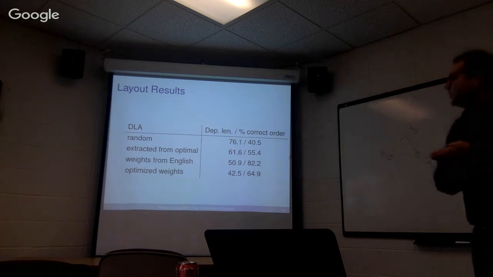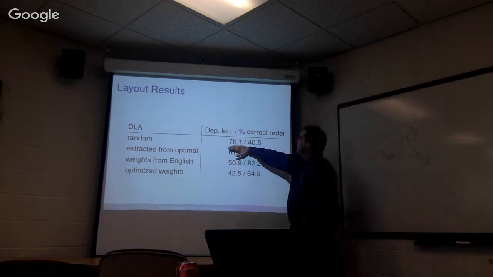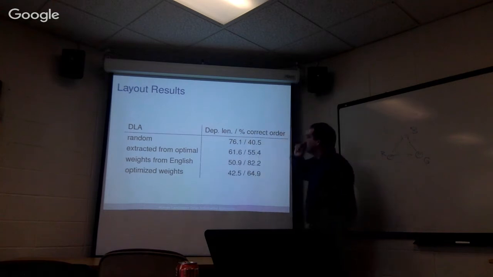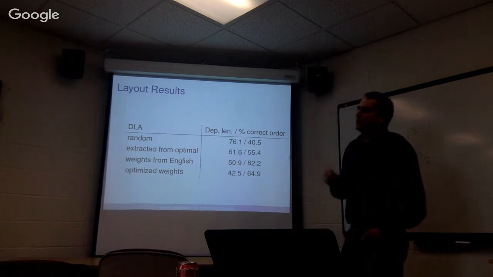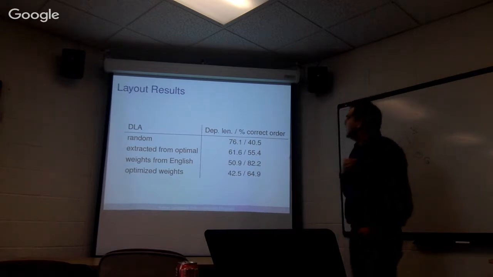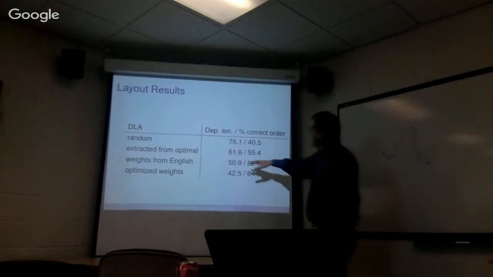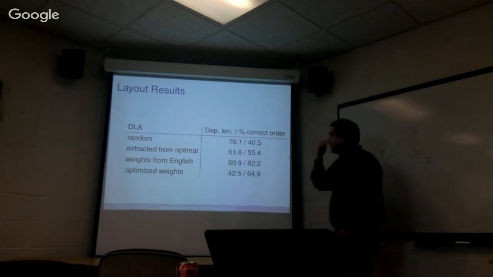Okay, so here's what we get when we do that. This is the same number I had before. This is the total dependency length. So this is a completely random order. And this is measuring how often a word has all of its children ordered in the same order that they appeared in the original sentence. Okay, so we came up with a method for extracting weights from the optimal layouts that I showed you.